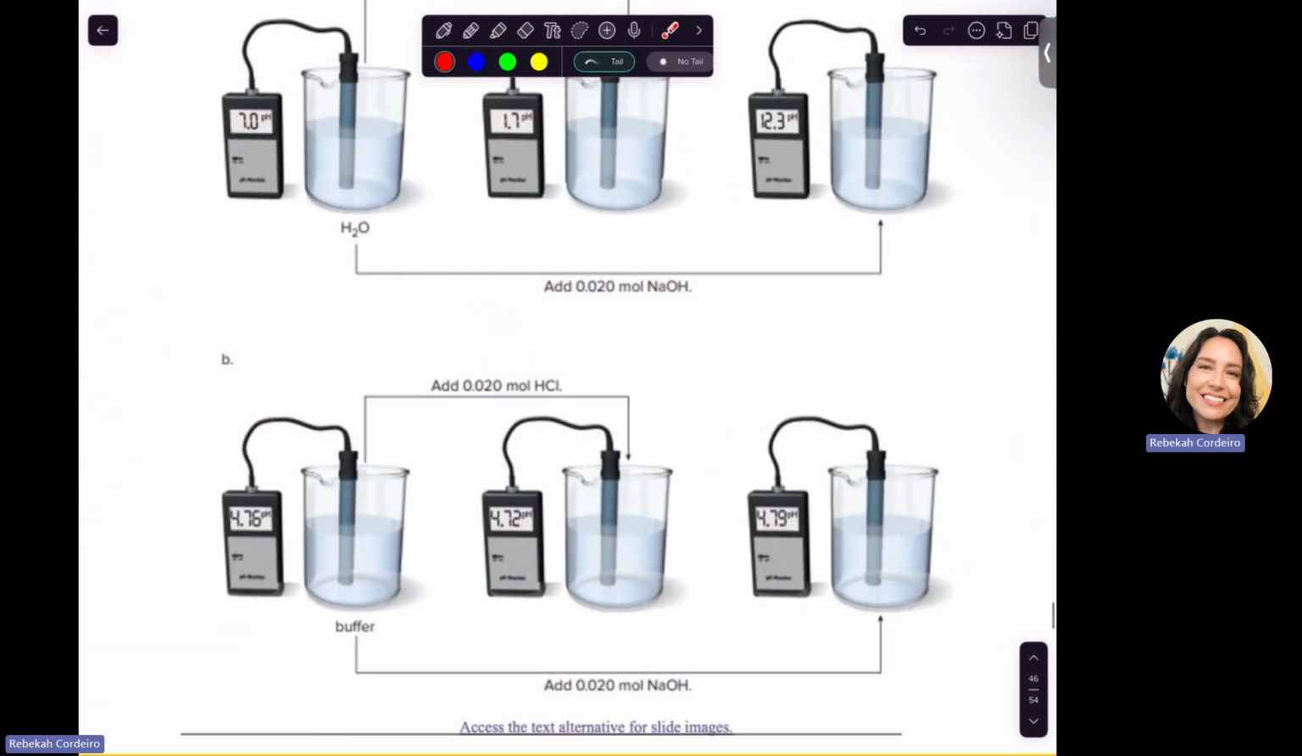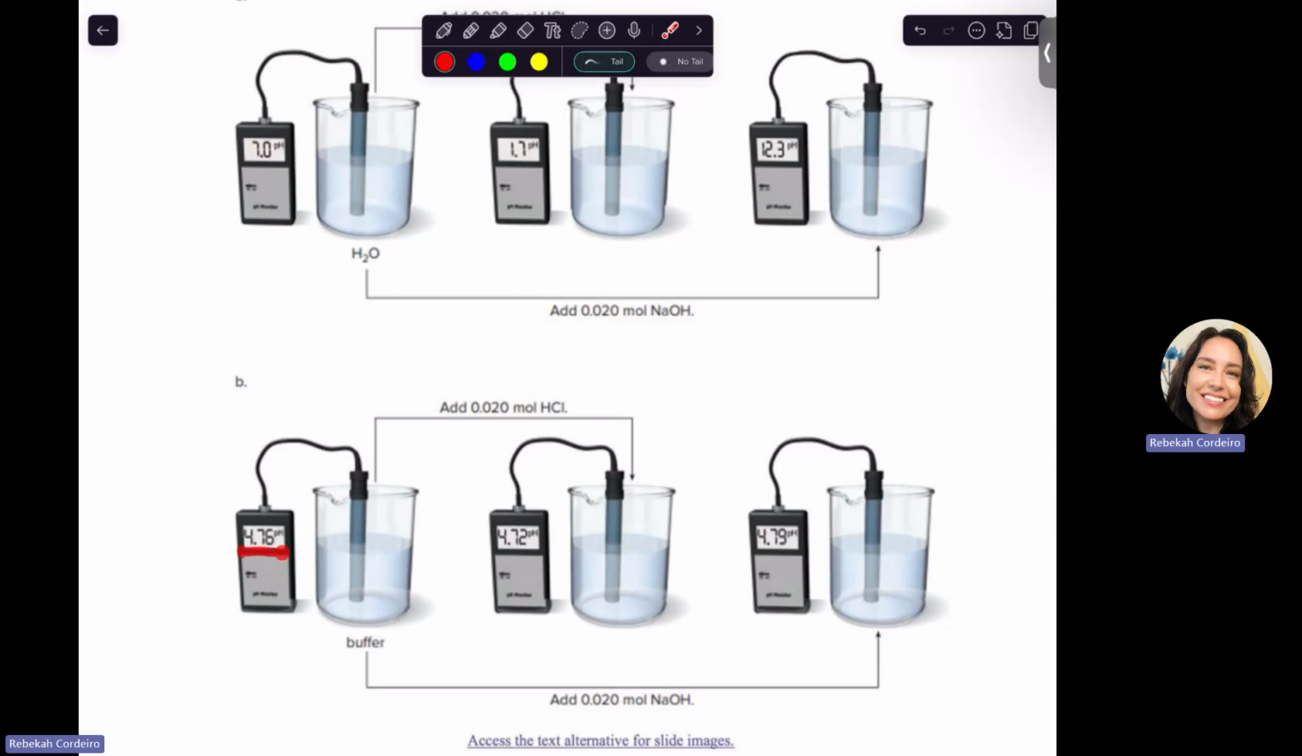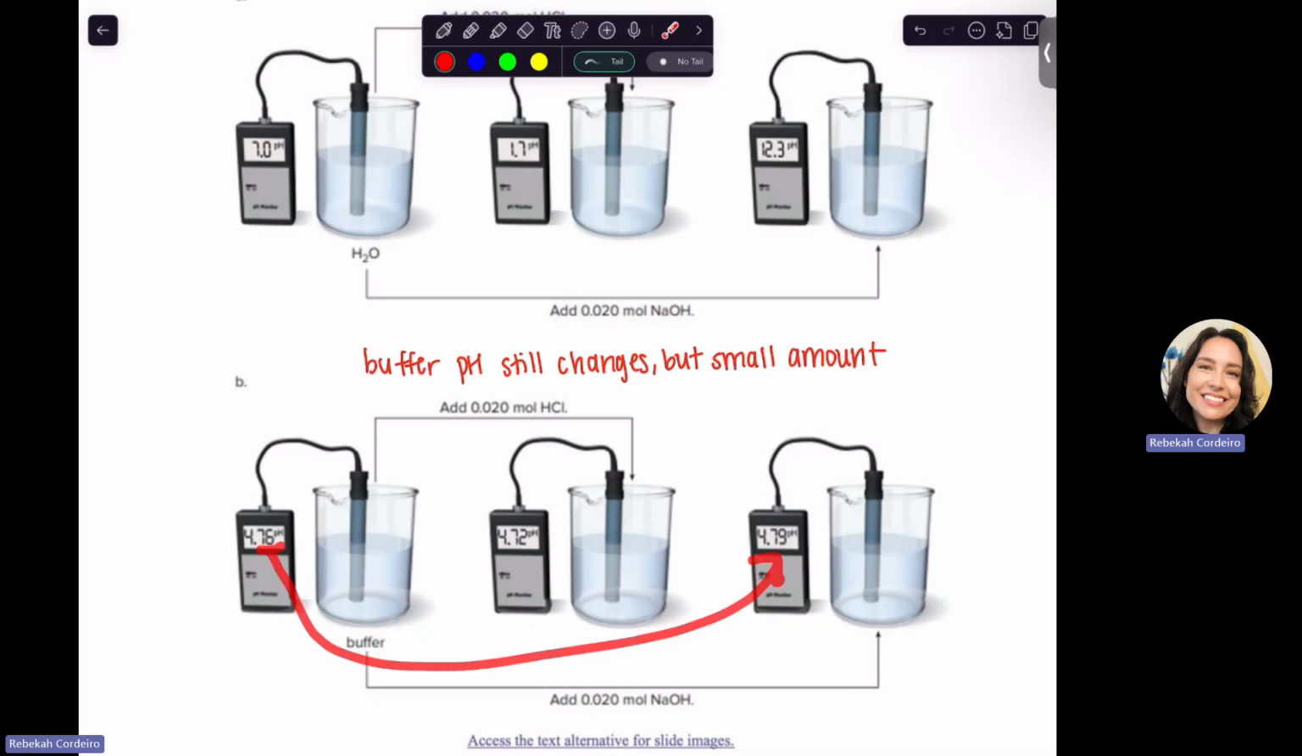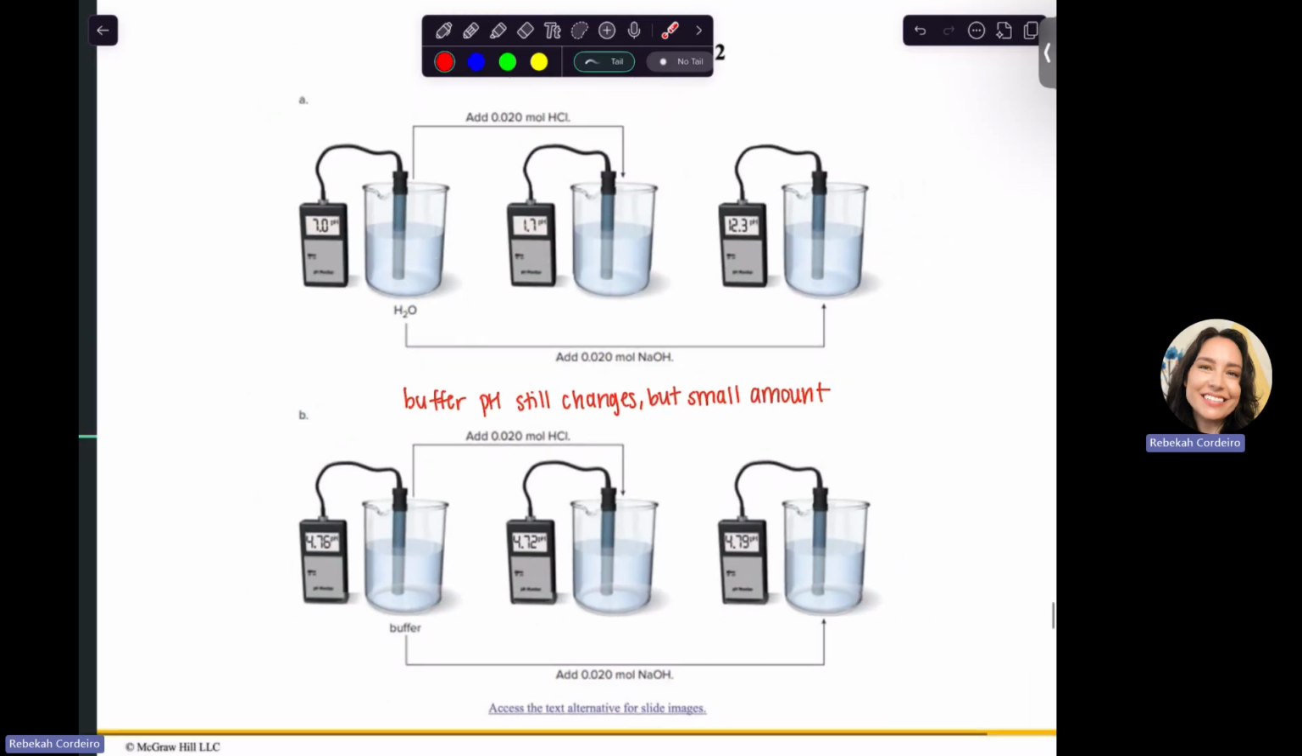Now let's look at the buffer and compare. If we start with a buffer, let's say the buffer starts at 4.76. If I add acid, it only goes to 4.72. It didn't even change a whole pH value. It just changed by a fraction. And it still changed though, so that's one thing to note: the buffer pH still changes, but just a small amount. So we still have a lowering of the pH from 4.76 to 4.72, but it's just a very small amount. And then if we add a base, we're going to raise the pH up, but again, only by a small amount, so 4.76 to 4.79. So we see a big difference in pure water versus an actual buffer. So the buffer is doing its job here.